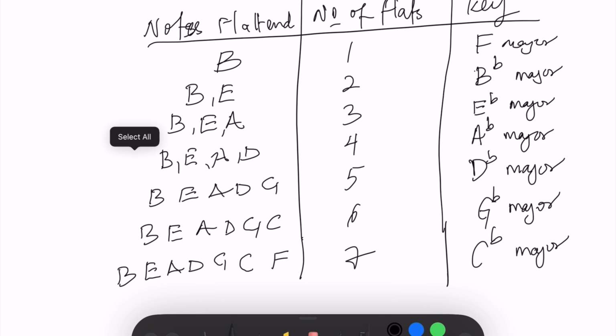Right. So now, if you pick a piece of music and you see one flat on it, then you know it's in the key of F. If you pick a piece of music with 2 flats, then you know it's in the key of B flat, according to this table. We've been able to look at the construction of the key of C, the key of F, and the key of G.